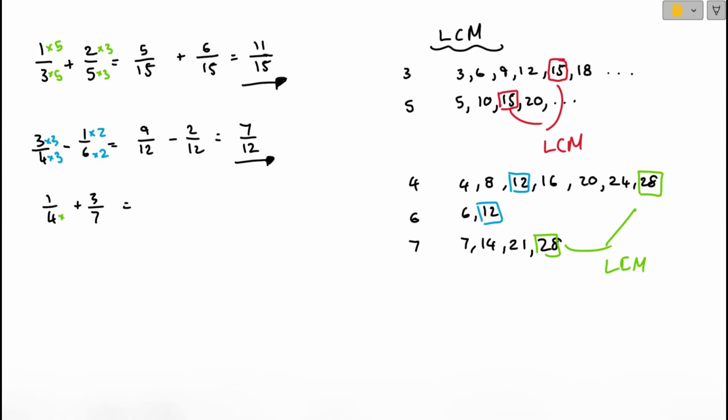So 4 times what will give me 28. 4 times 1, 2, 3, 4, 5, 6, 7. So 4 times 7. And 7 times 1, 2, 3, 4.